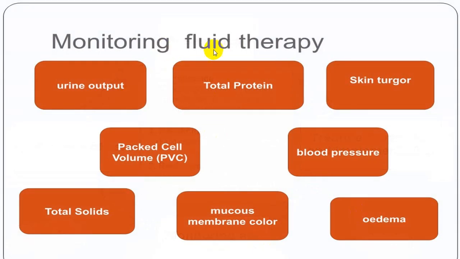So while monitoring fluid therapy, you look at the urine output and total protein, because you can have a protein loss along with the fluid loss. Just replacing a fluid will not replace the protein part. You look at the skin turgor, these are clinical. Urine output, you don't require a laboratory parameter. Skin turgor, clinical examination. Blood pressure, also clinical. Look for edema. Look for mucous membrane color.